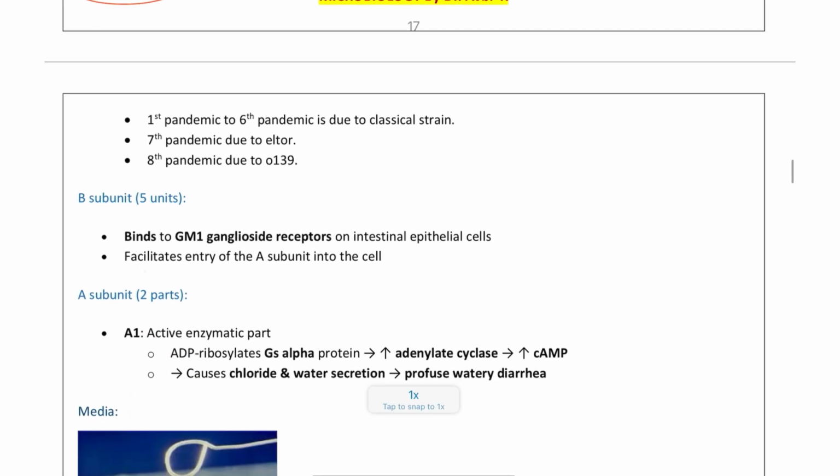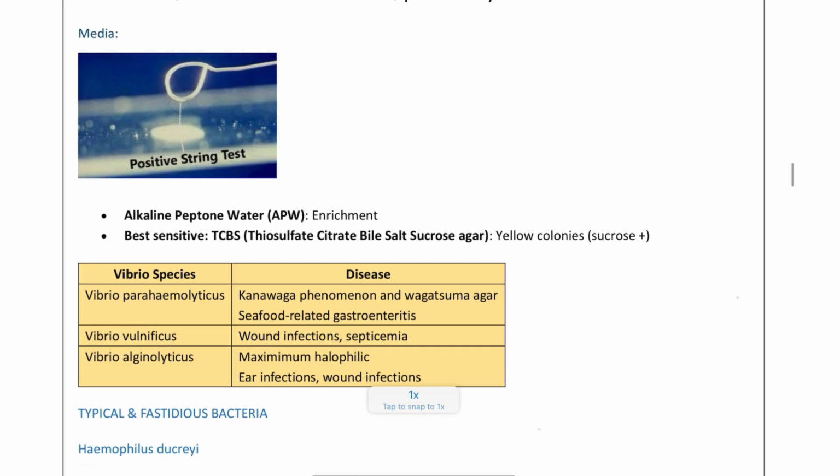It has the B subunit. What is it going to do? It adheres to our intestine. How? With the help of GM1 ganglioside, it attaches and enters our cells and causes diarrhea. Other things to remember about cholera: it shows a positive string test, alkaline peptone water enrichment, and the best sensitivity is TCBS, which we use for this patient.